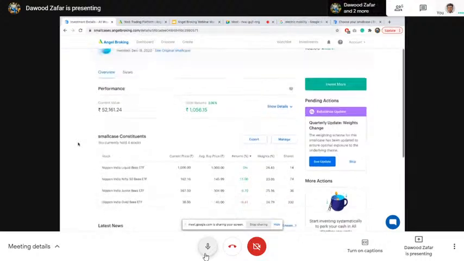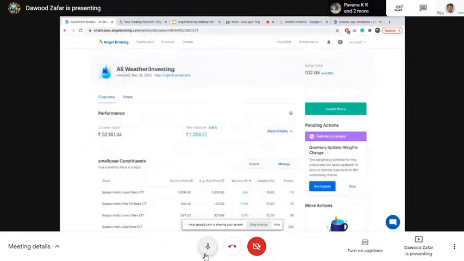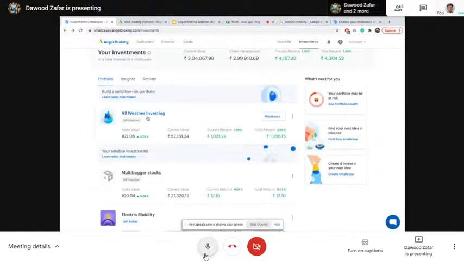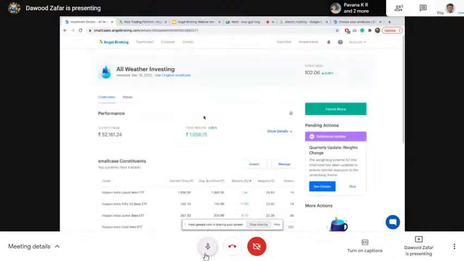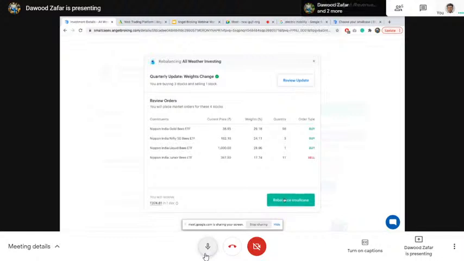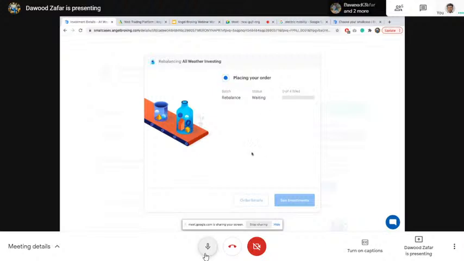One second. Okay. As you can see, I have already invested in All Weather Investing and it is asking me to rebalance. This was a quarterly update. I'll just show from here. If you click on this rebalance, you'll get the notification like this on the app, or on the website if you invest there. So see the update, what changes they're going to make. Click on confirm and rebalance. Confirm order. You'll have to review the order before placing.